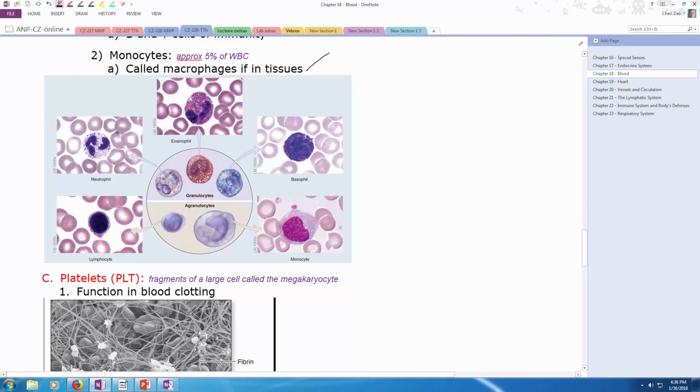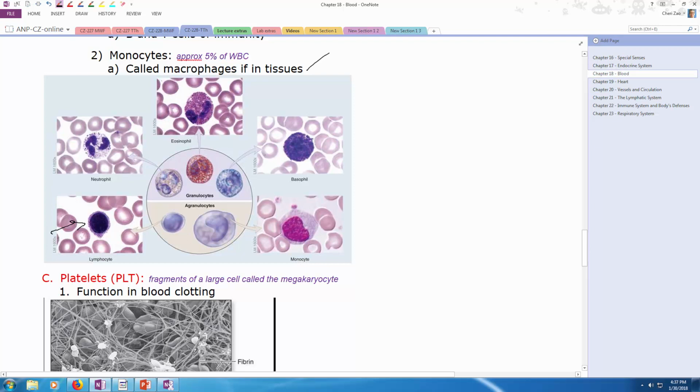Let's take a look now at the lymphocyte. Well, the lymphocyte over here, he's definitely bigger than a red blood cell, but definitely not the size of a monocyte, correct? Much smaller than that monocyte is. And he is almost all nucleus with just a sliver of cytoplasm around him.